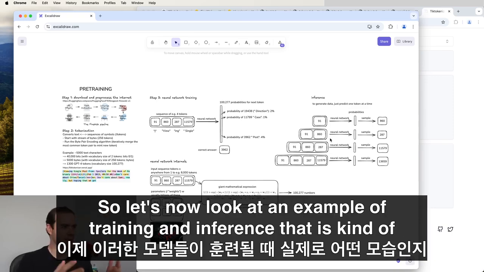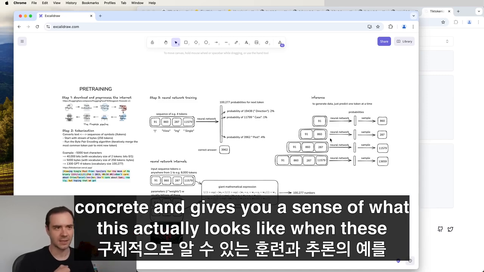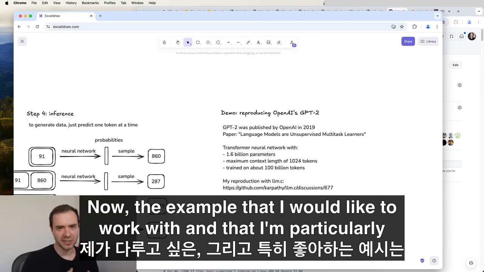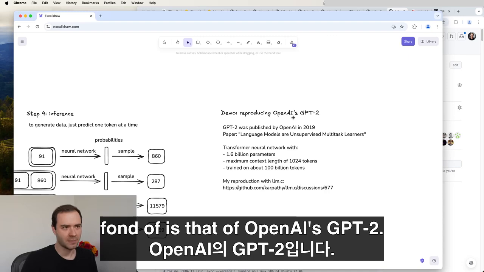So let's now look at an example of training and inference that is concrete and gives you a sense of what this actually looks like when these models are trained. The example that I would like to work with, and that I'm particularly fond of, is that of OpenAI's GPT-2.